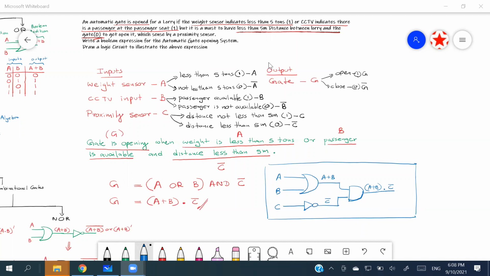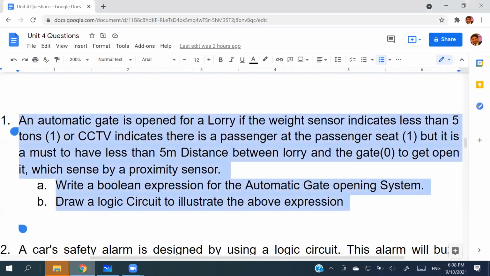Right. Is there anyone still copying this? All right, so let's move to the second question.